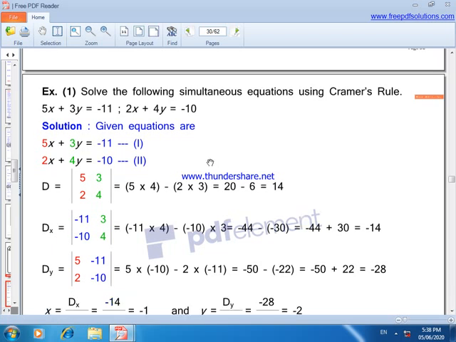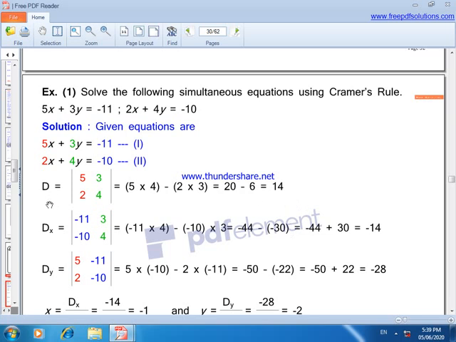Now in this case, first find the values of d, dx and dy. Here the value of a1 is 5, b1 is 3, c1 is minus 11, a2 is 2, b2 is 4, c2 is minus 10. So first, to find the value of d: a1, a2, b1, b2, that is 5, 2, 3, 4. Cross multiply: 5 into 4 minus 2 into 3, 20 minus 6 is equal to 14.